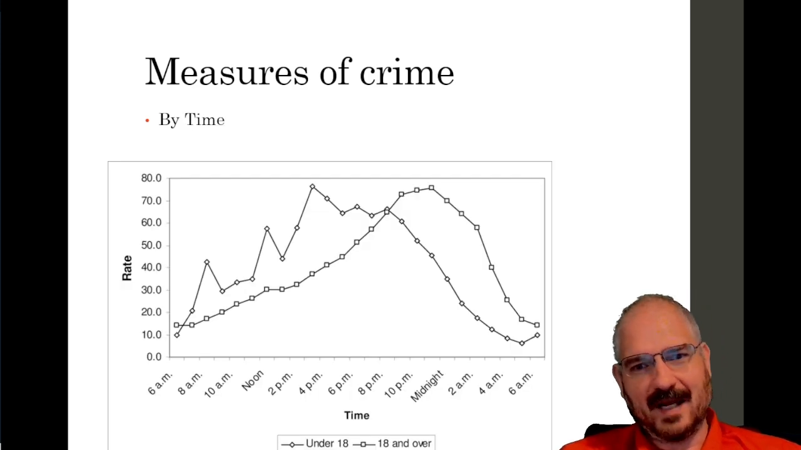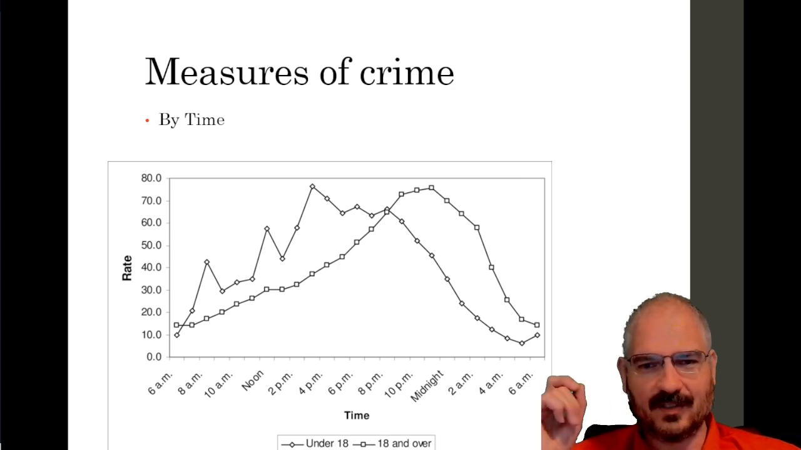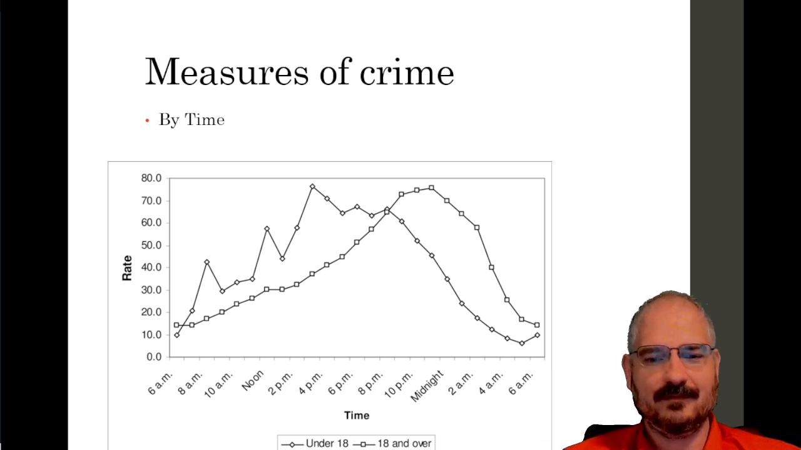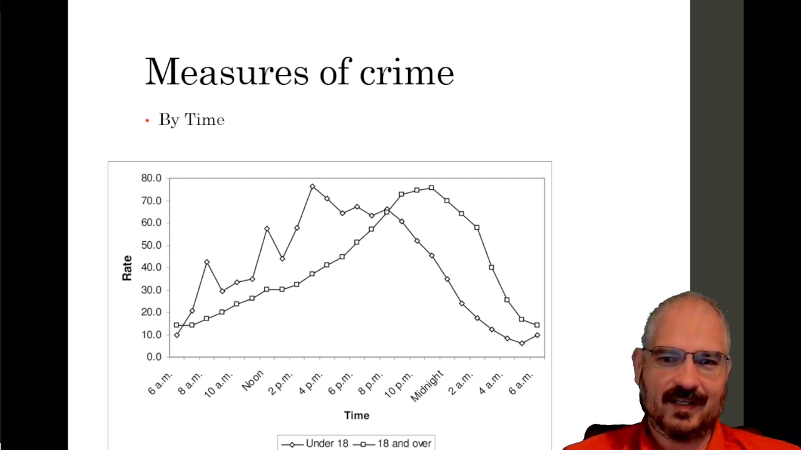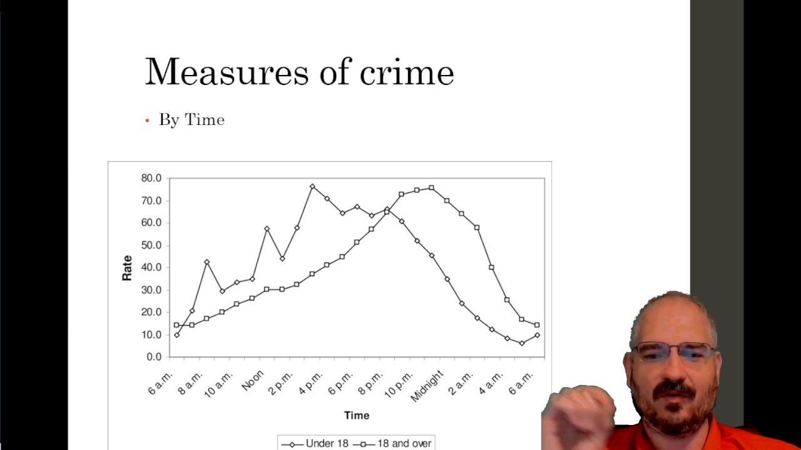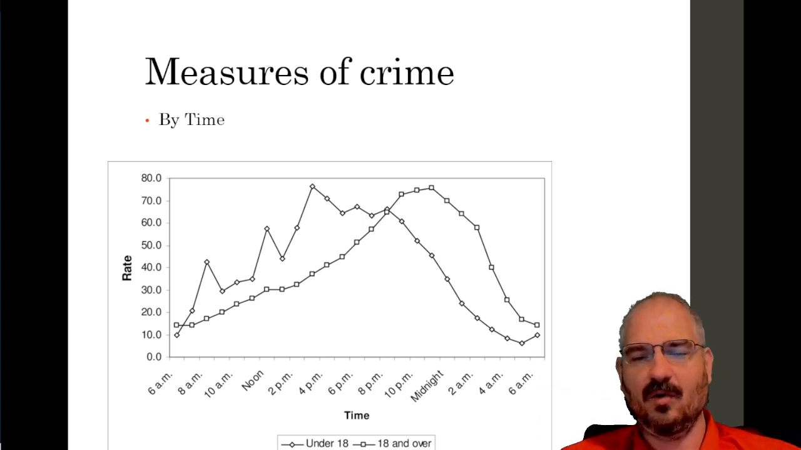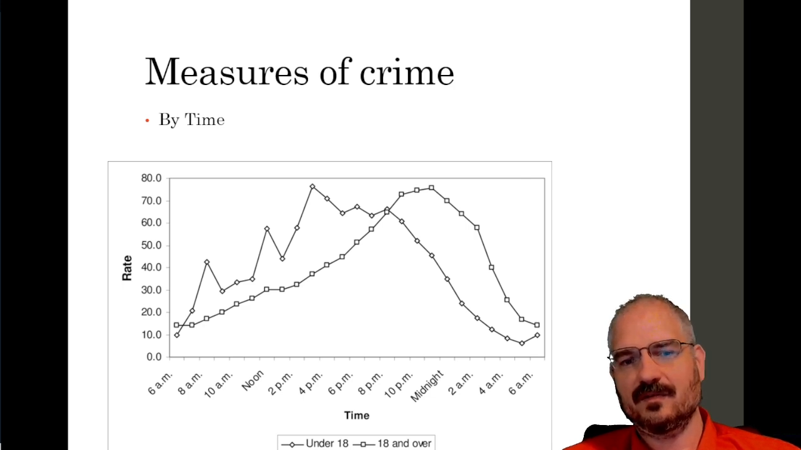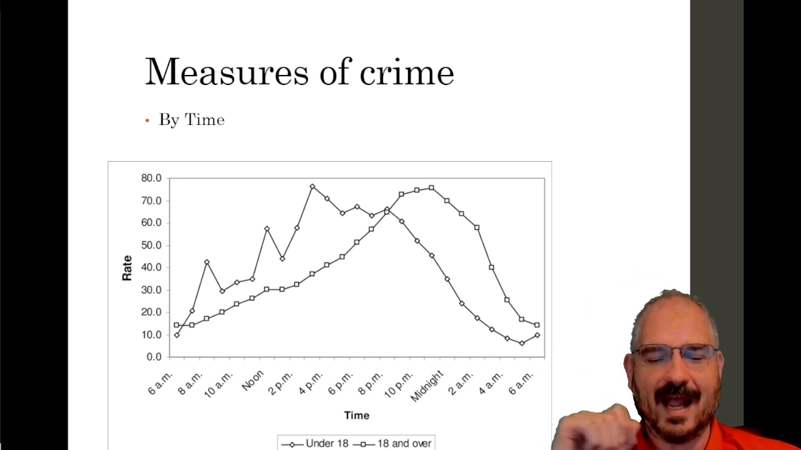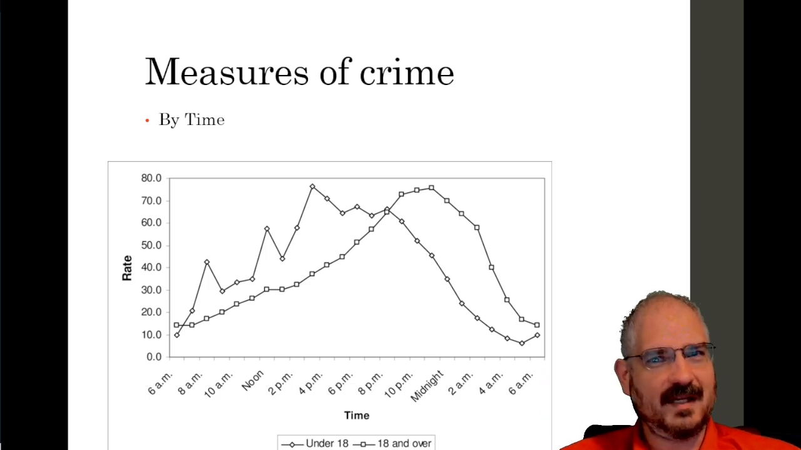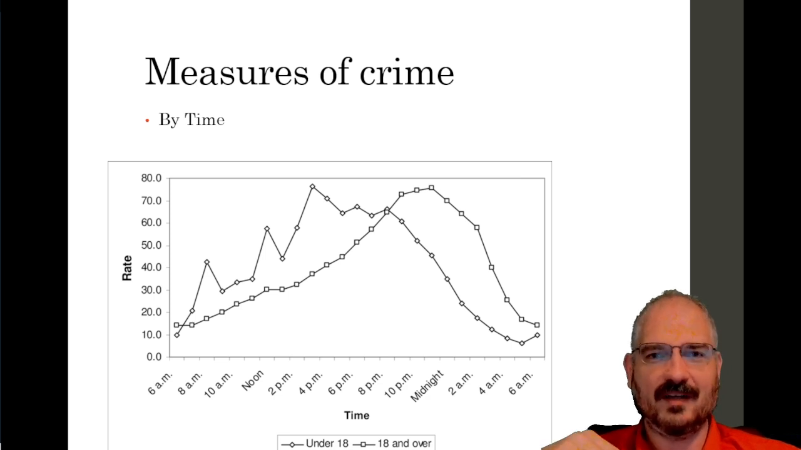So by time of day, we can look at when crimes happen over a 24-hour period, right? And what we see is not only is there a distinct pattern, but it depends on whether the criminal is a juvenile or an adult. As you can see from this graph, juvenile crime tends to peak in the after school hours. Adult crime tends to peak in the early nighttime hours, right? And then both tend to have a minimum in the early morning around sunrise.